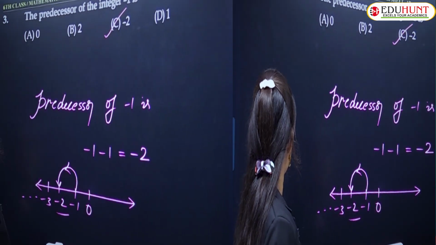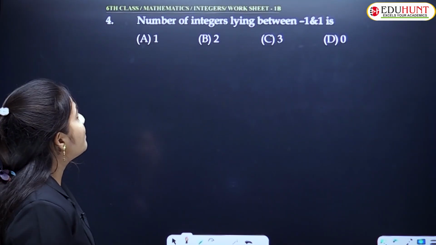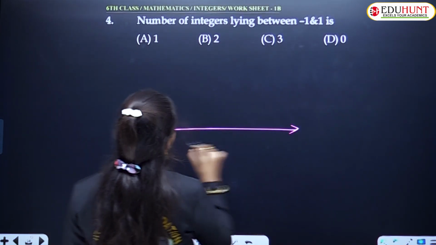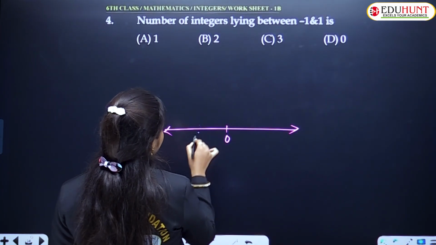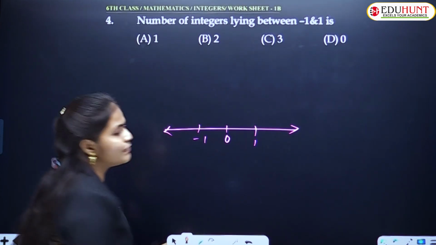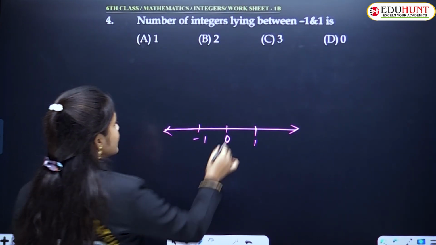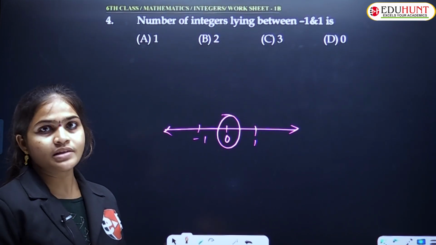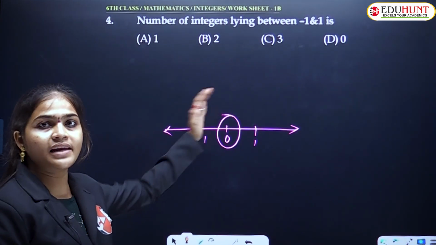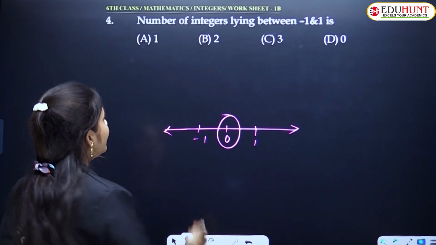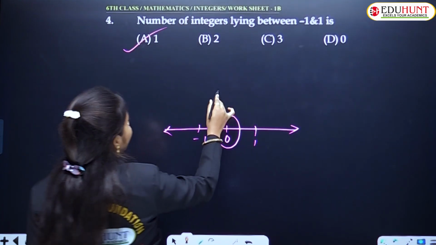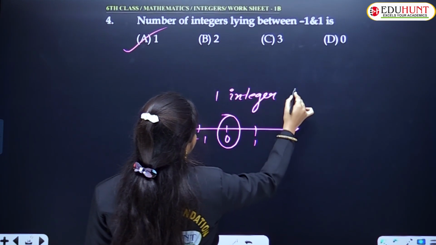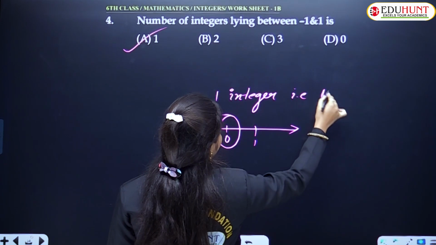Understand? Yes. Next, the fourth one. Number of integers lying between -1 and 1. Okay, how many integers are there here? Only one integer. What is that integer? 0. 0 lies in between -1 and +1. So how many integers are there? Only one integer, that is 0.